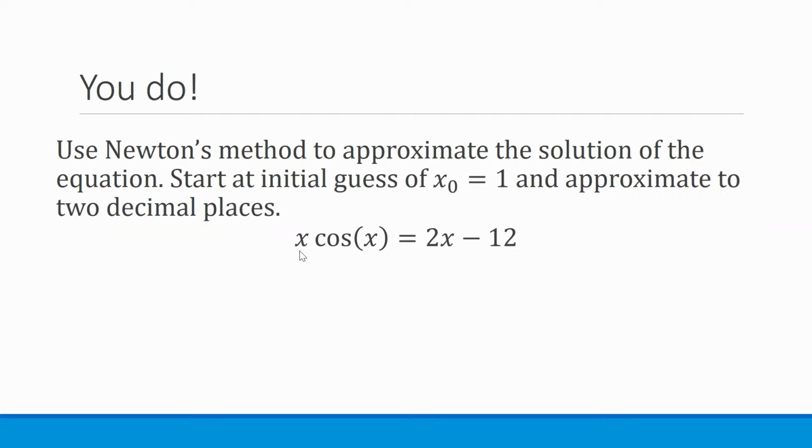So we want to use Newton's method to approximate a solution for an equation. That equation is x times cosine x equals 2x minus 12. Our initial guess is going to be x sub 0 equals 1, and we're going to approximate to 2 decimal places.